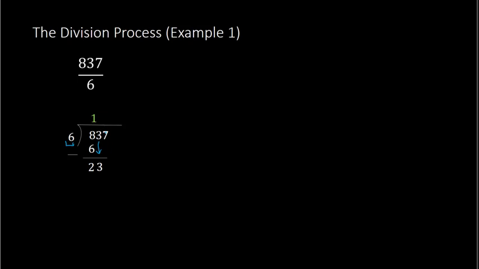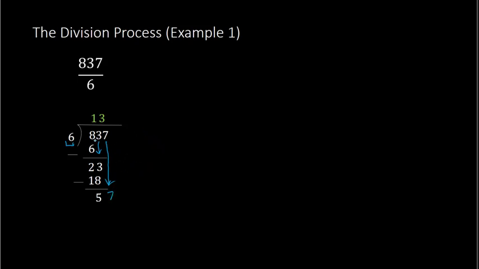So we put a 3 up here on the top. Now we have the 3. We take 3 times the 6 to get 18, and then we subtract. So 23 minus 18 is 5. So we have 5 here, and then we bring down the 7 to get 57, and then repeat the process one last time.